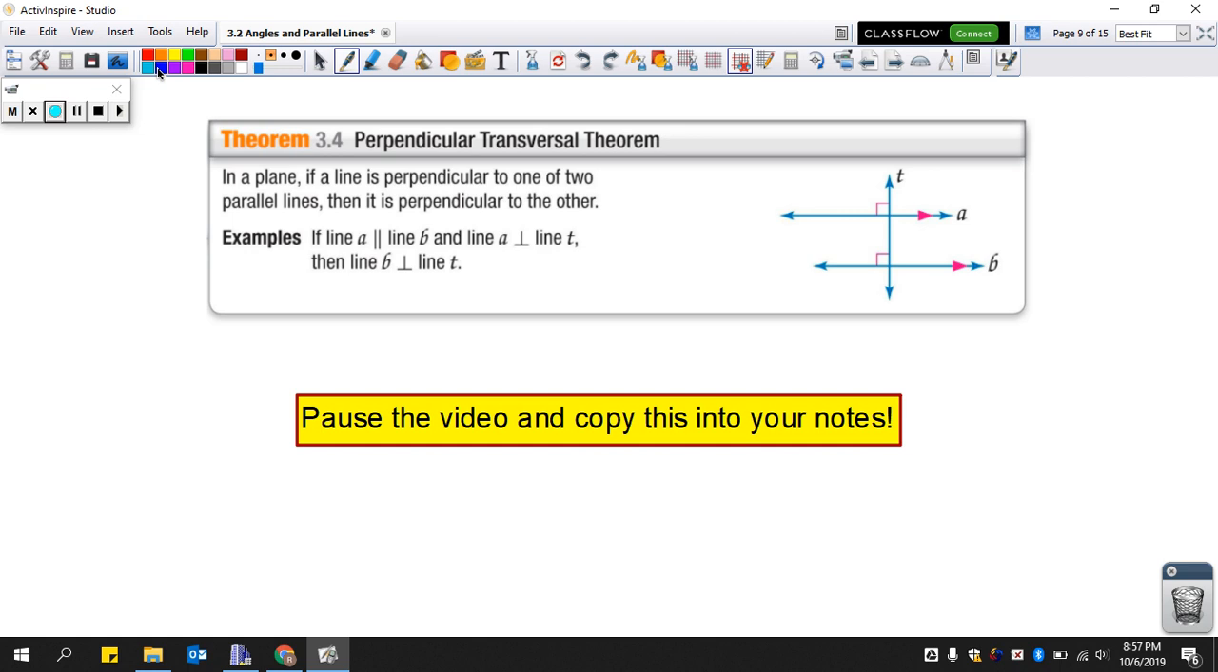One more theorem that we're going to talk about in this lesson is the perpendicular transversal theorem, and basically all it says is that if you have two parallel lines that's cut by a transversal that is perpendicular to one of the lines, then it is also going to be perpendicular to the other parallel line. And so that's pretty straightforward. So just quickly copy that into your notes as well.